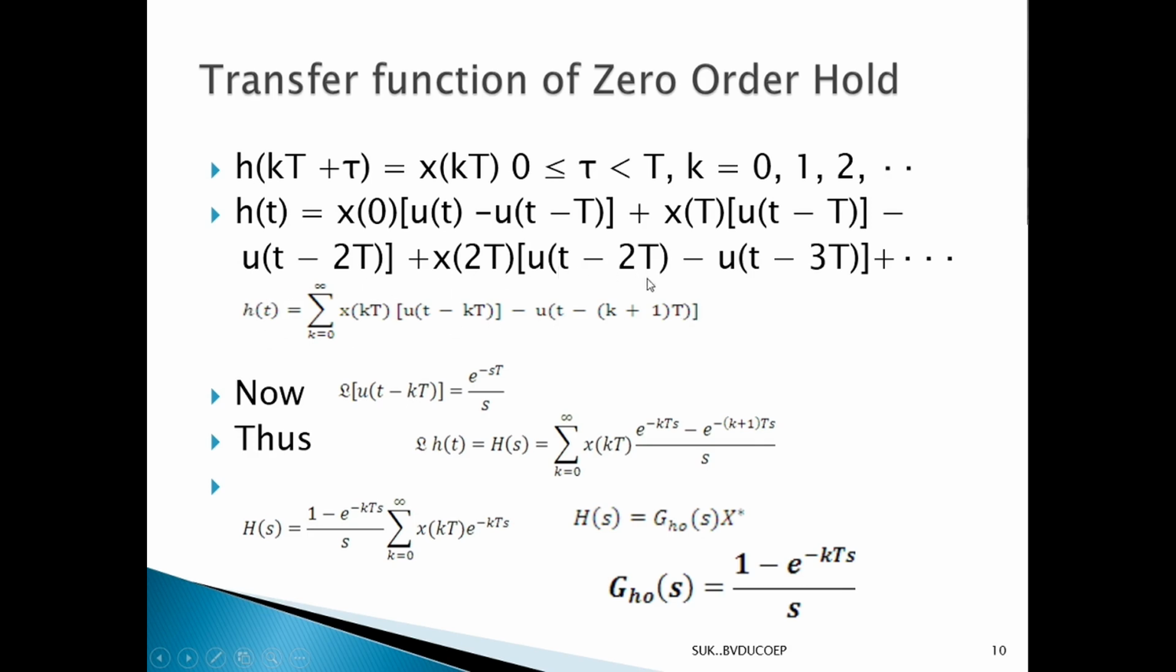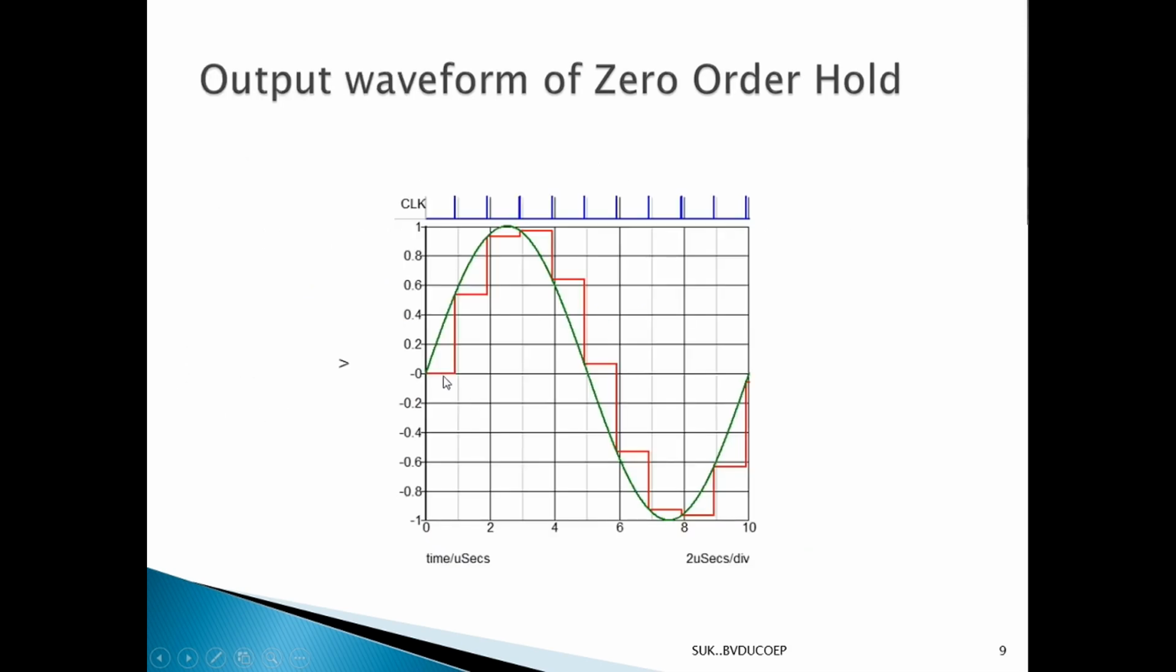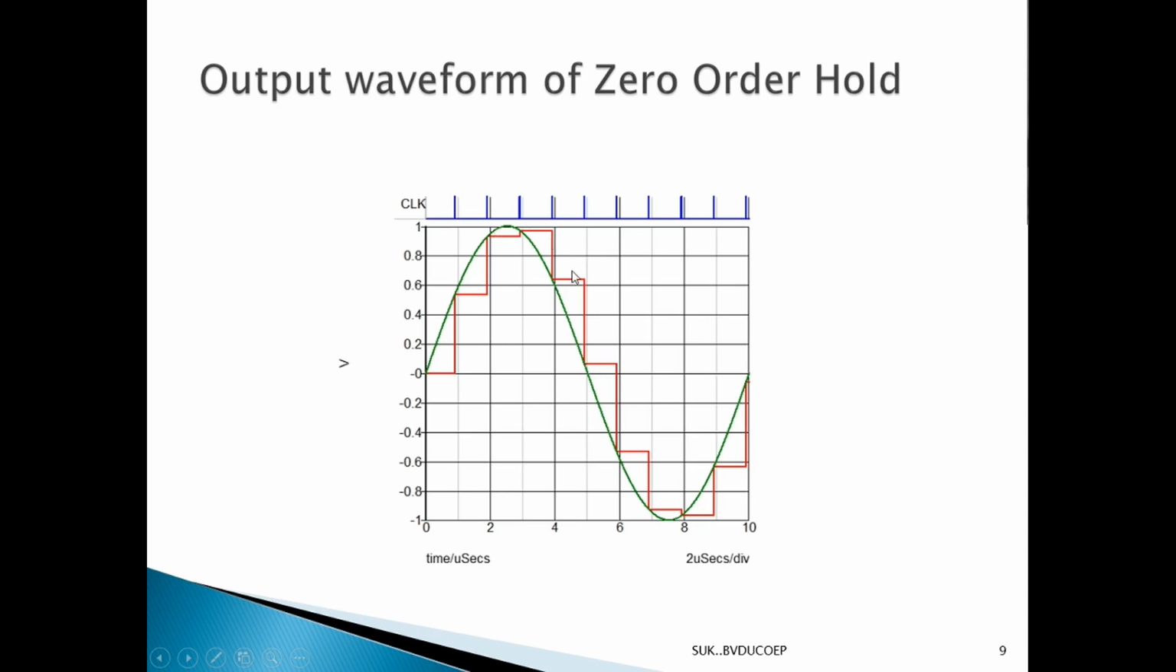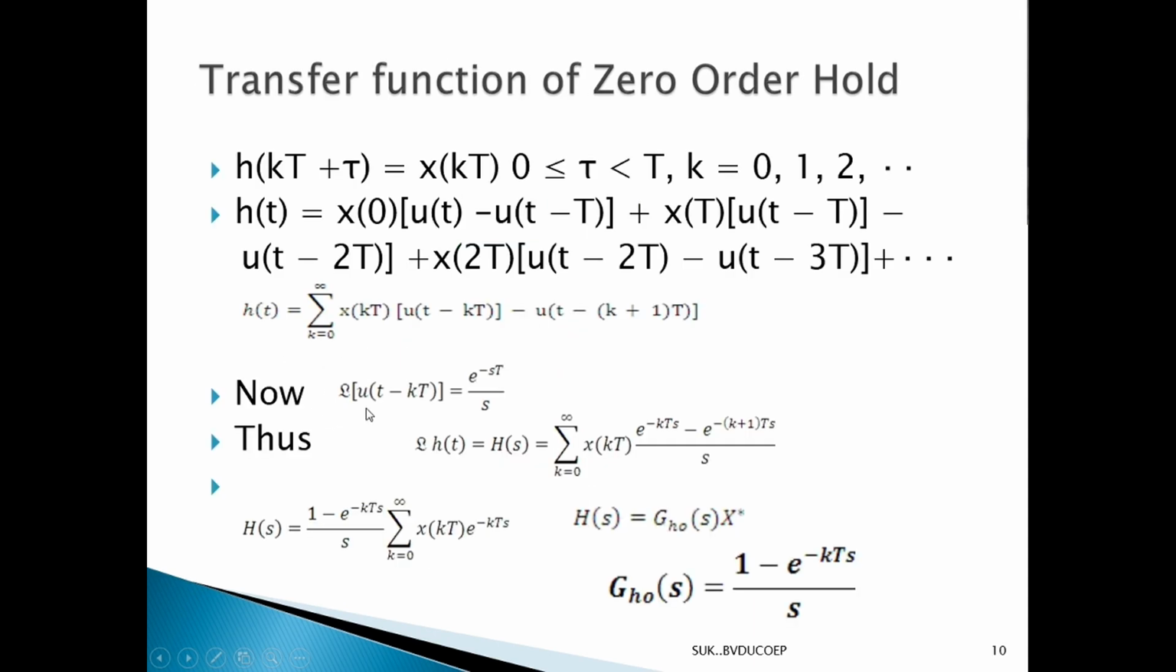Now this is my hold output, the sampled hold output, the summation of all the sampling signals. It looks like this, each and every signal summation. This is the equation of this ramp-type waveform. So the Laplace transform of this signal: the Laplace transform of u, a step signal with a shifted signal, is e raised to minus st by s. It is a delayed signal, so e raised to minus st by s.